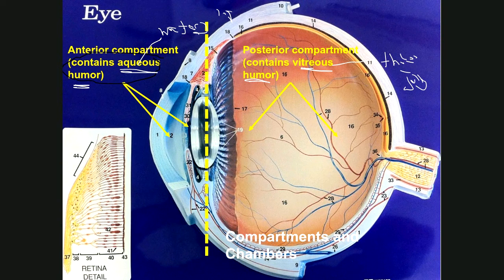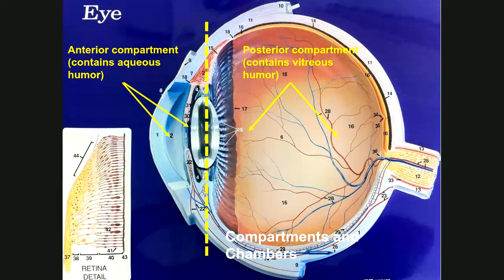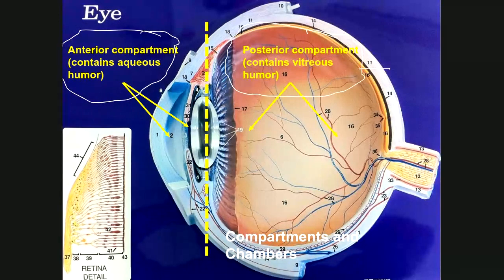Well, we constantly make and we constantly drain off aqueous humor. We're making it all the time. This one you don't make all the time. You make it when you're a fetus and a small infant, and then it stays with you the rest of your life. It really doesn't change very much. So whatever you finished making after you left infancy, that's what you have right now. So as you get old, it gets old.